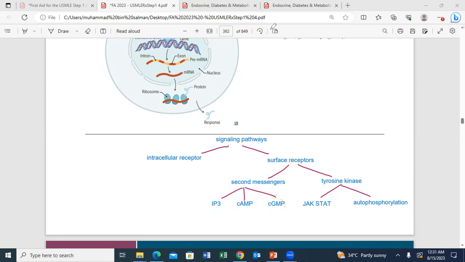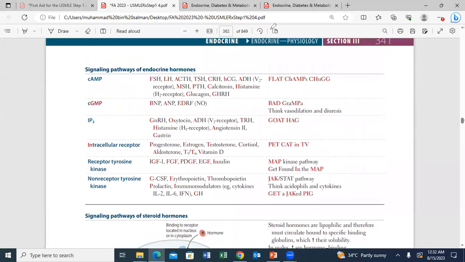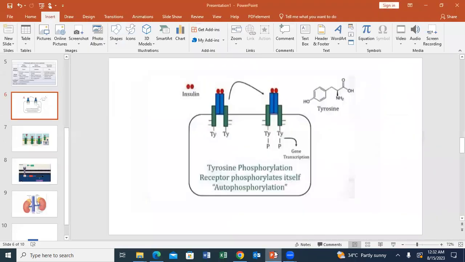So a surface receptor can produce a second messenger, which can produce an effect, or the surface receptor can itself produce some changes. Such receptors are basically tyrosine kinases. I mean, they do their effect through tyrosine kinases. Now let me explain something about tyrosine kinases. So let us have a look at this table now. Right. Let's have a look at this diagram. For tyrosine kinase, the main hormone involved, or you can say the most important one, is insulin. We have studied it very well.